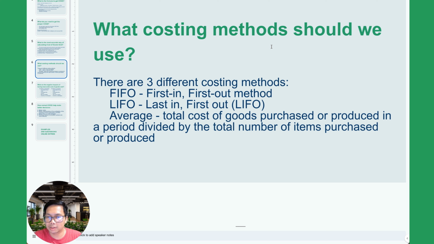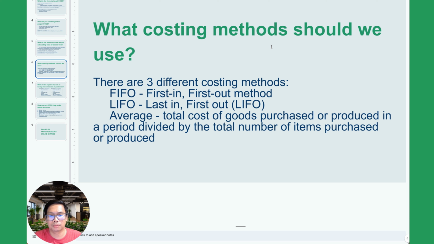Okay? So what is average? Average is the total cost of goods purchased or produced in a period divided by the total number of items purchased or total number of items produced. So it means average is just total them all and then divide by total quantity. That's the average. For example, if we have 2 batches of purchases of products, one is $5 per unit and we have 10 units from that. The second batch is $6 per unit and another 10 units in quantity.